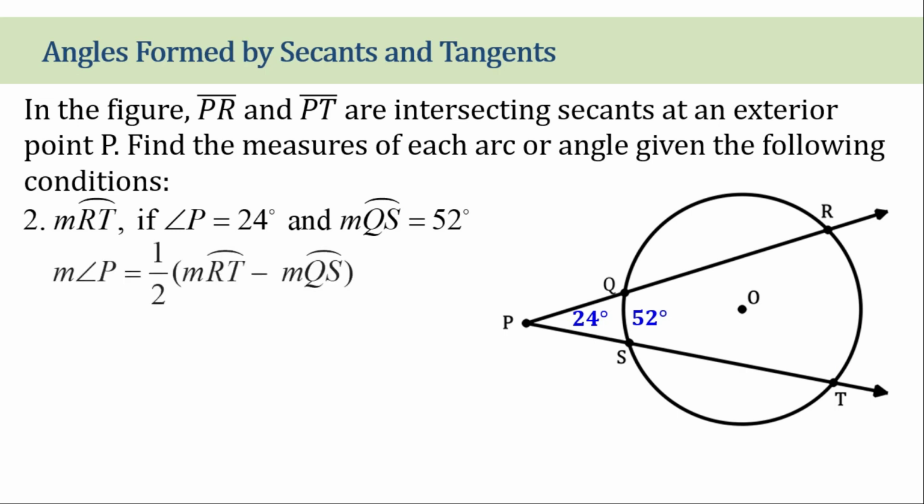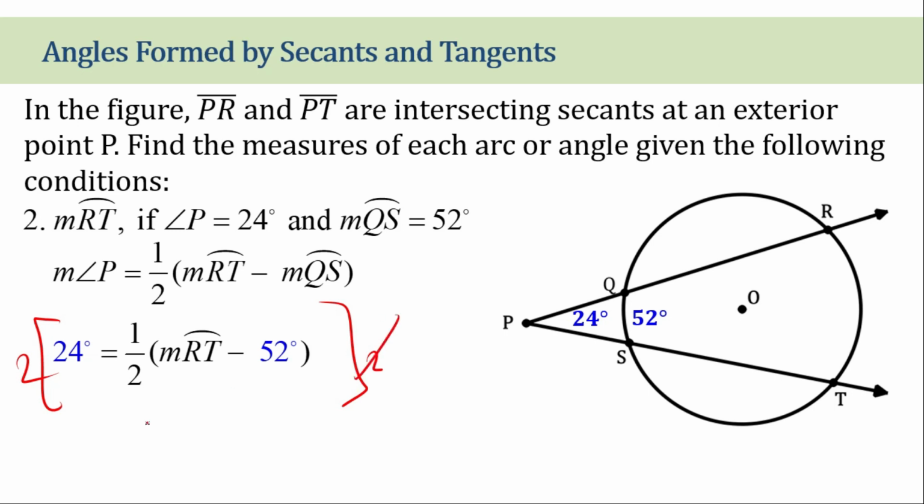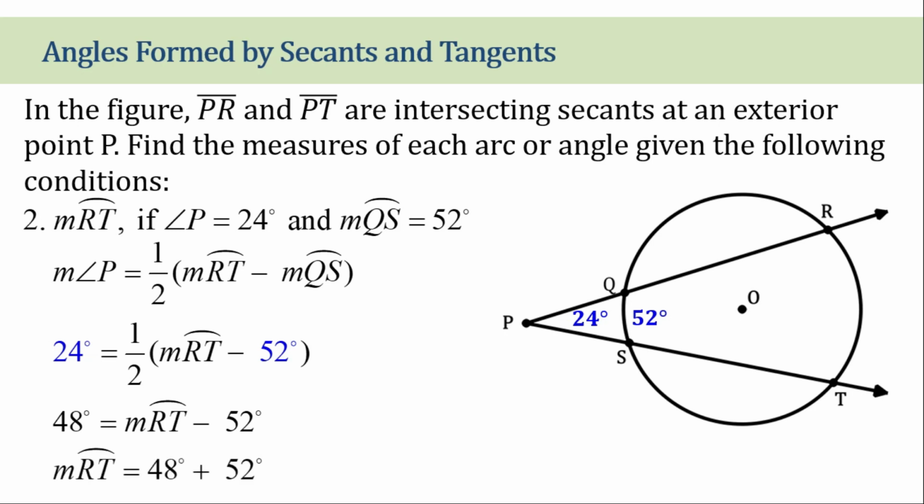So we know the formula that angle P is equivalent to one half of RT minus QT. Let's just substitute all the things that we have. This time, we will multiply 2 on both sides of the equation so that we could eliminate one half here, and we'll have this equation: 48 is equal to the measure of RT minus 52. So add 52 on both sides to single out RT. Then we will get RT is equal to 100.